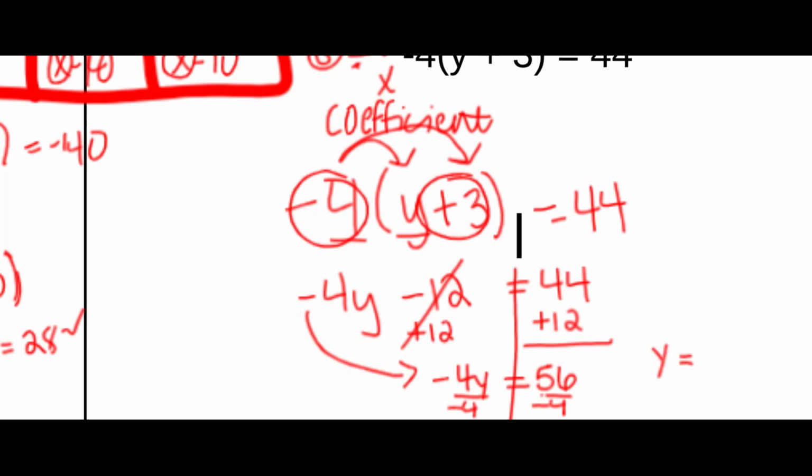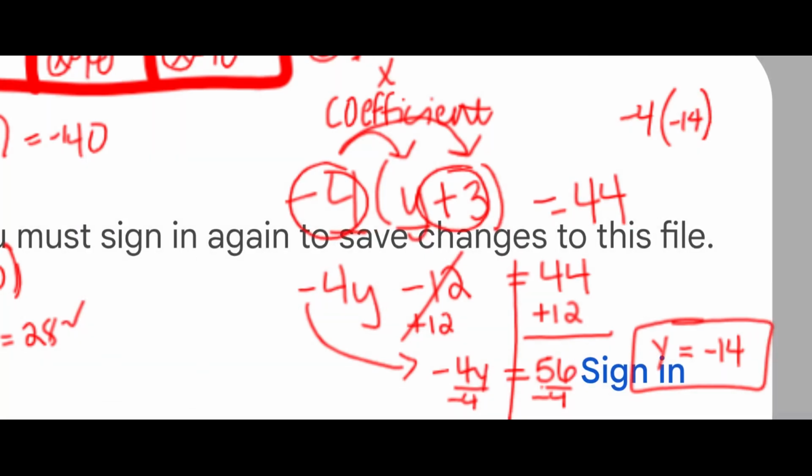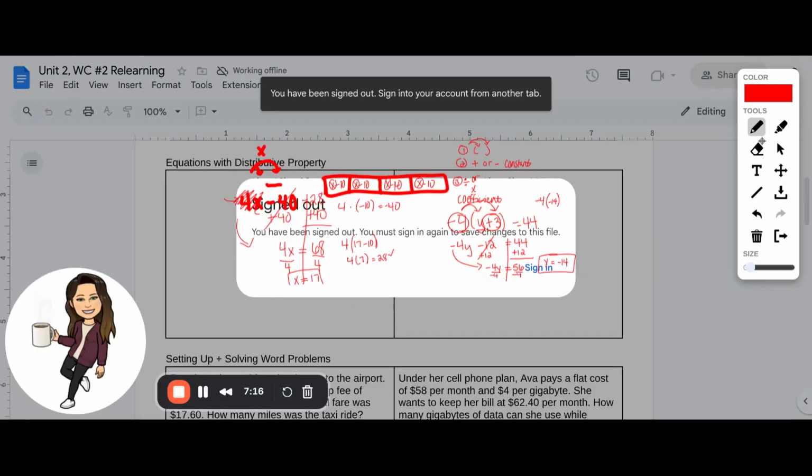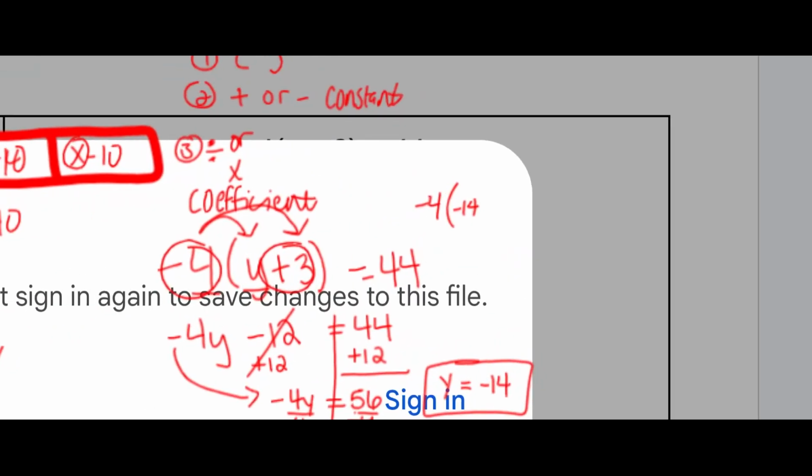56 divided by 4 is 14, -14. Again, always check your answers. We started with -4. We plug in a -14 there, -14, and then add our 3. -14 plus 3 is -11, and -4 times -11 would give us that positive 44 that we need.